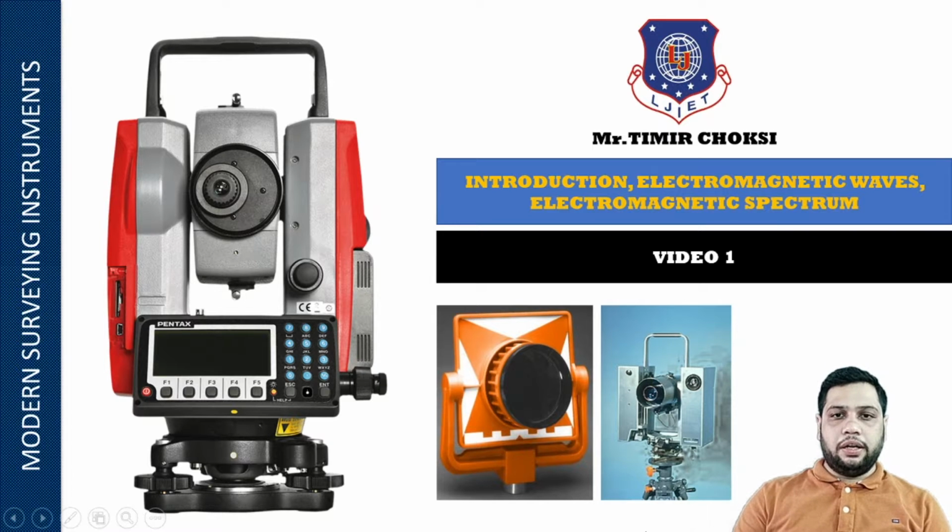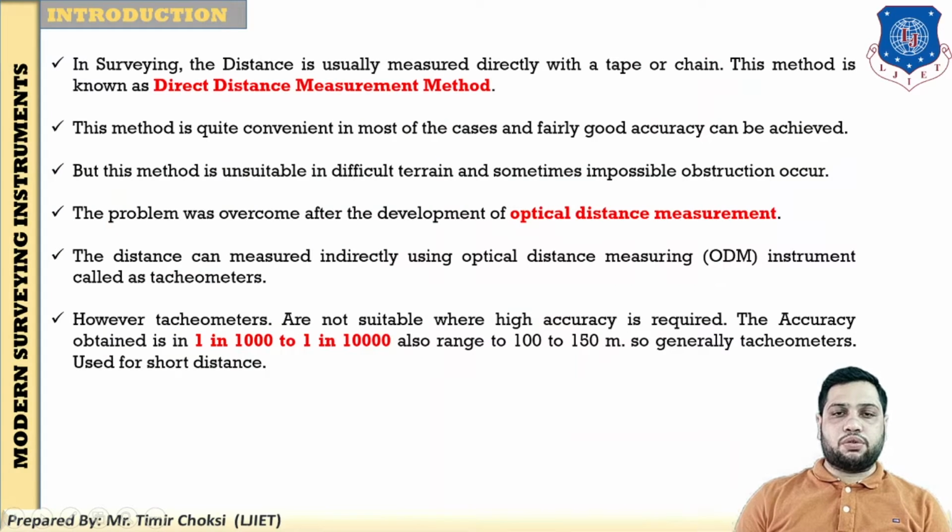Students, you know that different types of instruments are used in surveying, like chain, tape, compass, theodolite, tachometer, total station, and auto level for conducting the survey. In a survey, the distance is usually measured directly with a tape or chain. This method is known as the direct distance measurement method. For example, when you find the distance between two points by taking the tape or chain, you directly find the distance between them. So this method is called the direct distance measurement method.